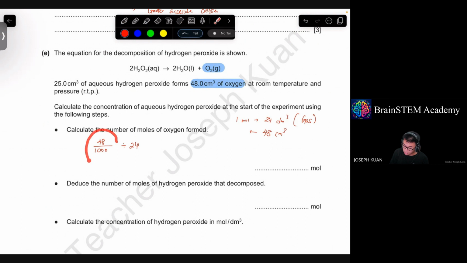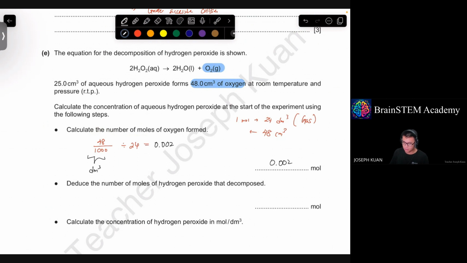By taking the volume divided by the molar volume, that gives us the number of moles. But make sure that you convert this into dm³. Allow me to use the calculator for this question. That gives me 0.002 moles.